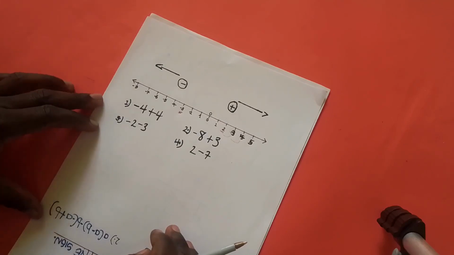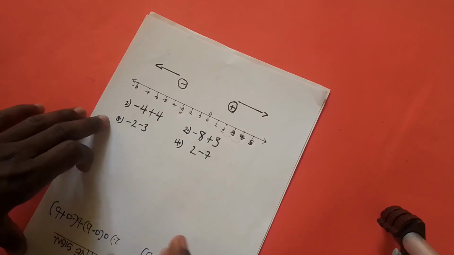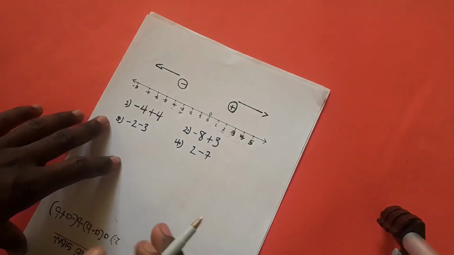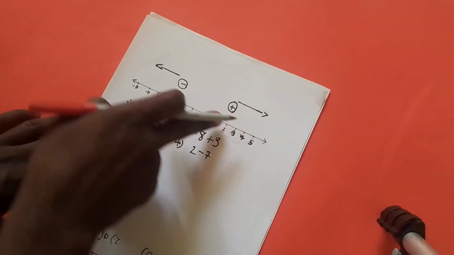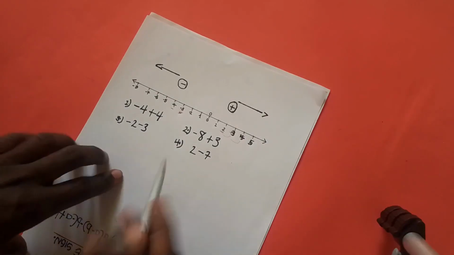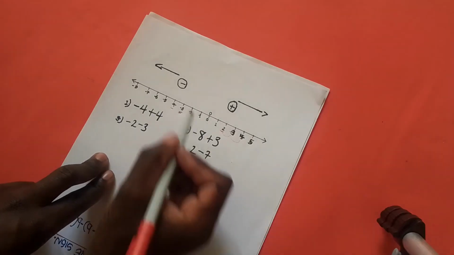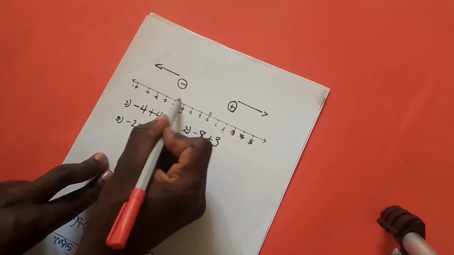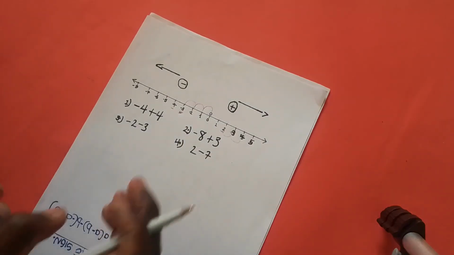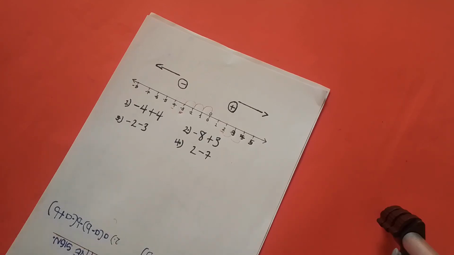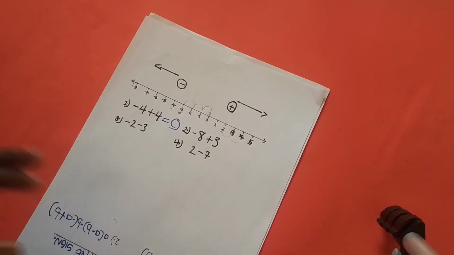Okay, let's start with question 1. Question 1 is saying negative 4, which means we're starting at position negative 4, plus 4. So plus means what? Plus means we are moving towards what? The positive direction. So we're at negative 4 plus 4. Therefore, we're going to move 4 steps towards the positive. If we move 4 steps from negative 4, 1, 2, 3, 4, we end where? 0. Therefore, negative 4 plus 4, the solution is going to be 0. Right? As simple as that.